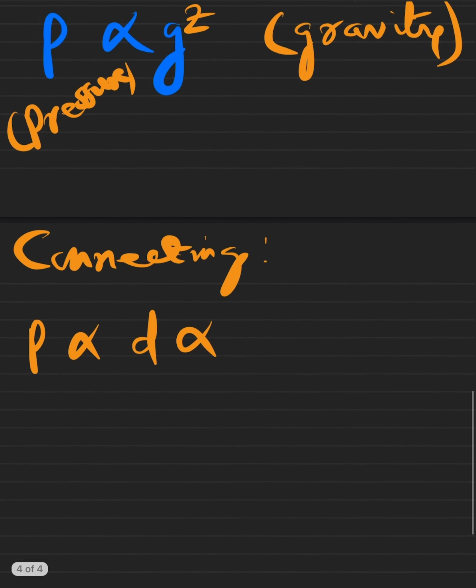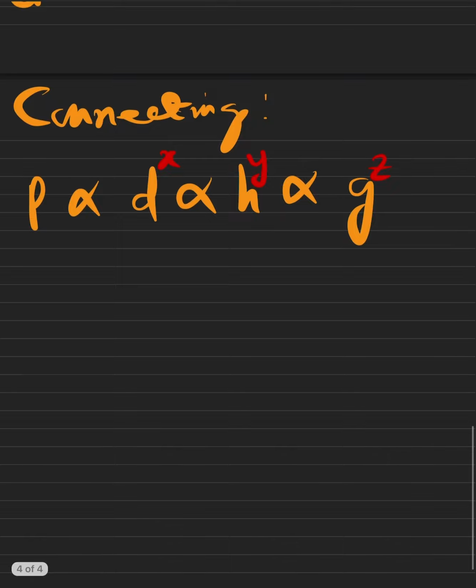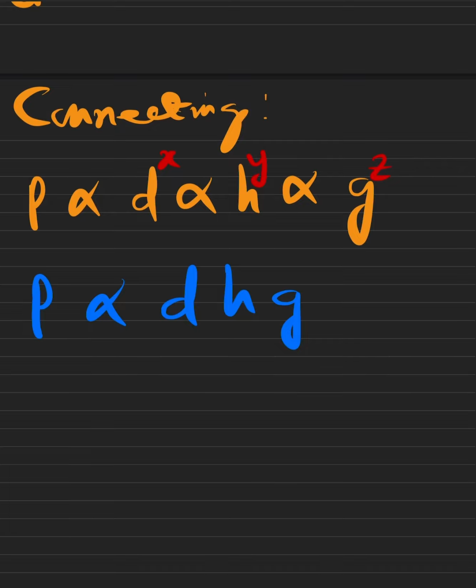So the height, and then directly proportional to the... Don't forget what's upon them. You can still make it your X, your Y, and your Z. Right? So these things can be joined together. If you join this together, it's going to give you directly proportional to the D, H, and G. Right? So you can still give them the X, Y, and Z as the power.